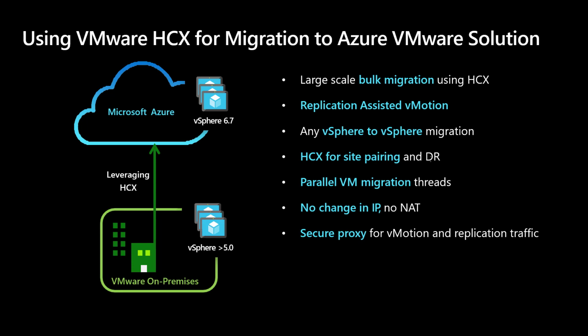HCX allows you to extend layer 2 networking, so both your on-prem environment and AVS will have the same IP address. If this is a want on the part of your company, you'll need to factor this deployment model into the overall approach of moving your VMs out of your on-premises data center.